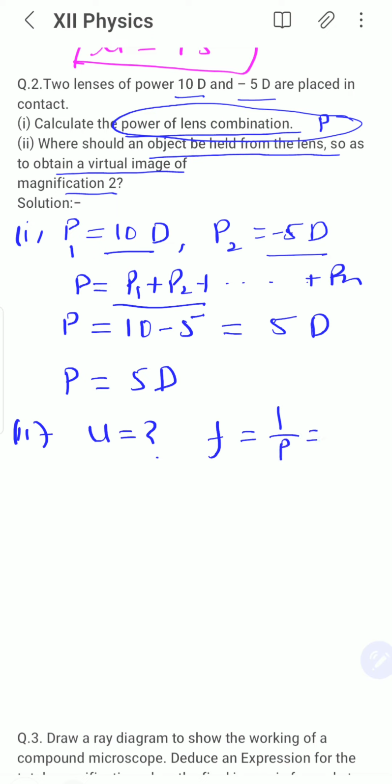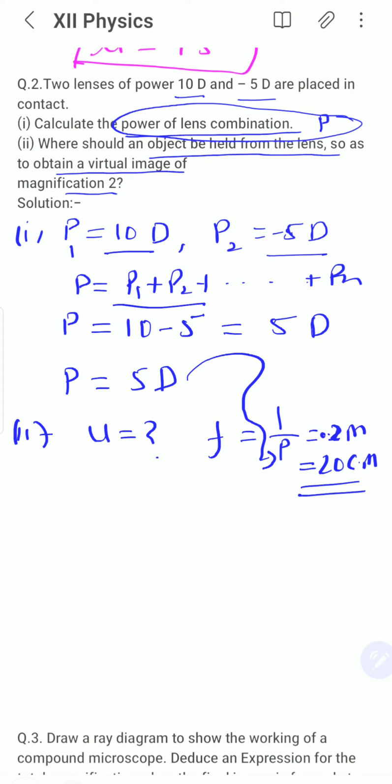So after putting the value of power, we will get the value 0.2 meter. Okay, so we can convert it to 20 centimeter also. By putting this value here, we can get the value of 0.2. Now we got the focal length. Focal length is about 20 centimeter. So the lens is convex, so power remains positive.